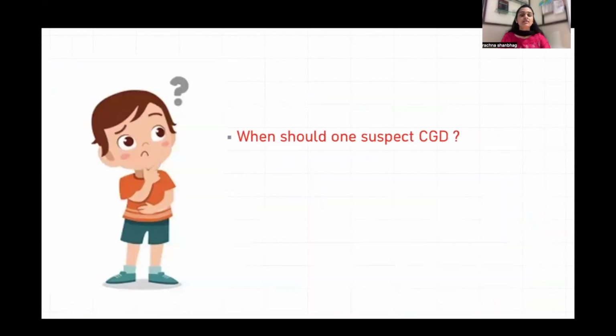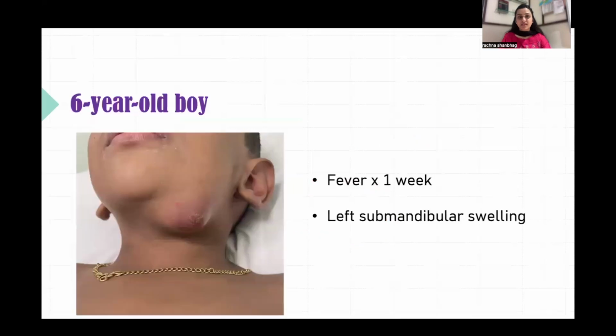Yet another interesting primary immunodeficiency disease known as chronic granulomatous disease. In today's video, we'll be focusing on when one should suspect CGD, how we investigate these children, and finally, how they can be treated. So let us begin with a case-based scenario.